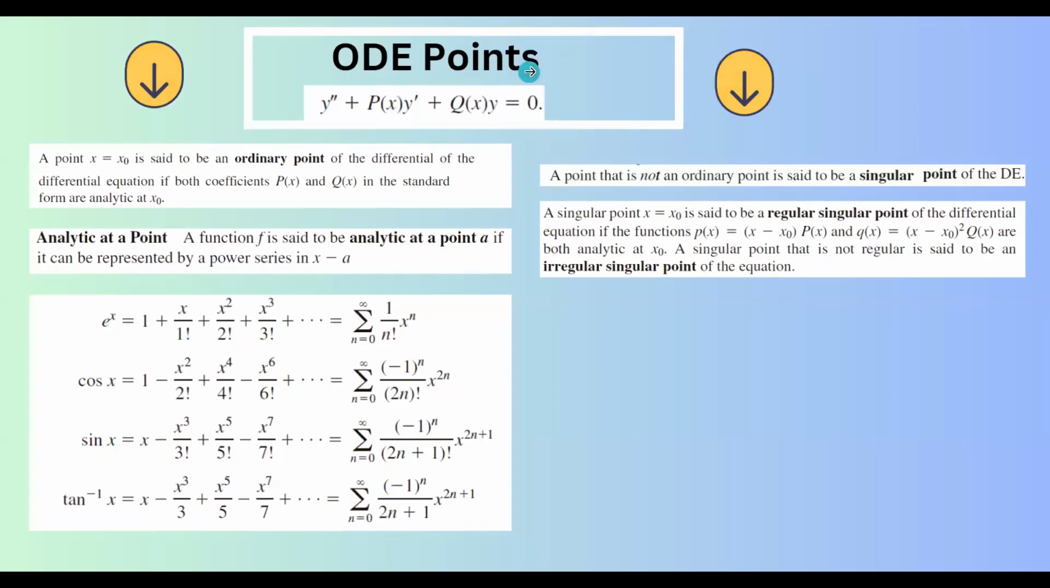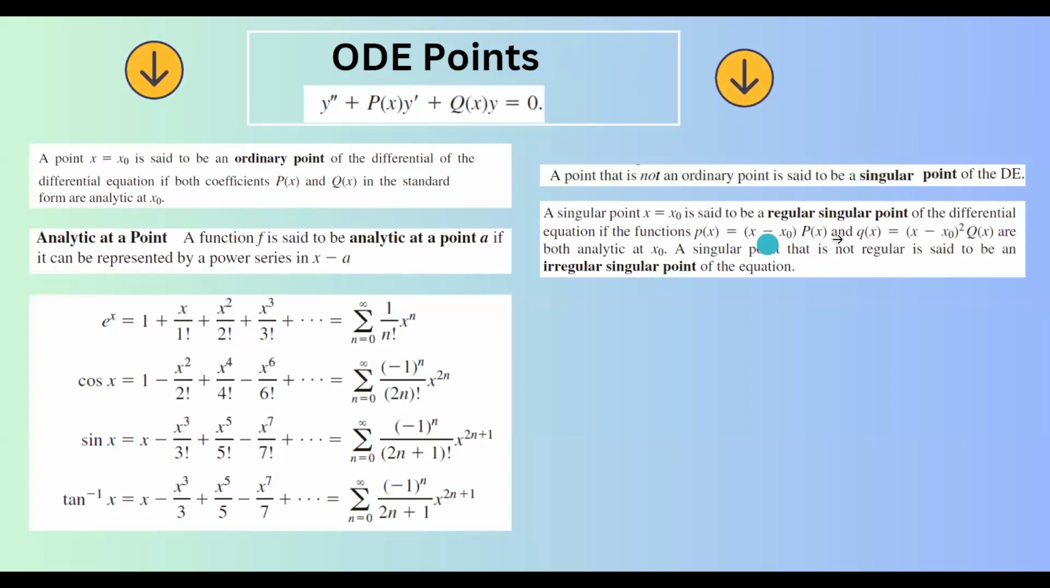Recall that when we are talking about differential equation points, first we write them in standard form. An ordinary point is a point where p(x) and q(x) are both analytic, specifically written in polynomial form. Otherwise, if they are on the denominator of p(x) and q(x), we call them singular points. You have a regular singular point, and you have an irregular singular point.